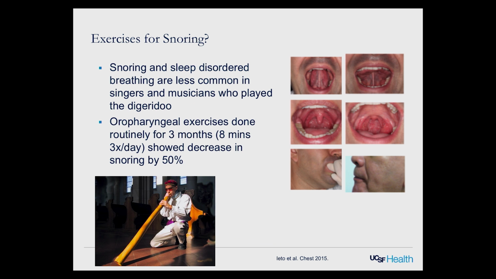Some other interesting things you might have heard in the news: exercises for snoring. This was born out of some interesting studies from Brazil that found that snoring and sleep-disordered breathing are actually less common in singers, and specifically in musicians who played a special wind instrument called the didgeridoo. This is an African wind instrument. As you can imagine, it takes a lot of upper throat muscles to play this instrument, and this bore out a small study that looked at whether you can do exercises to change snoring and sleep apnea.